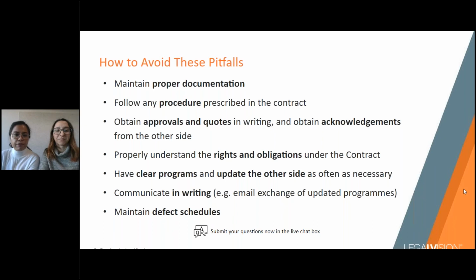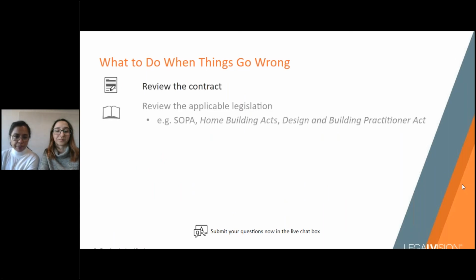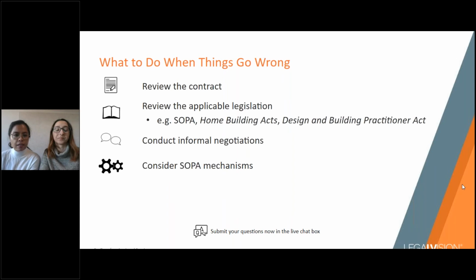Even if you follow all of those recommendations, things do go wrong. And what do you do then? Well, the first thing you would do is turn to the contract. In particular, look at any dispute resolution clauses you may need to comply with before taking any further steps.